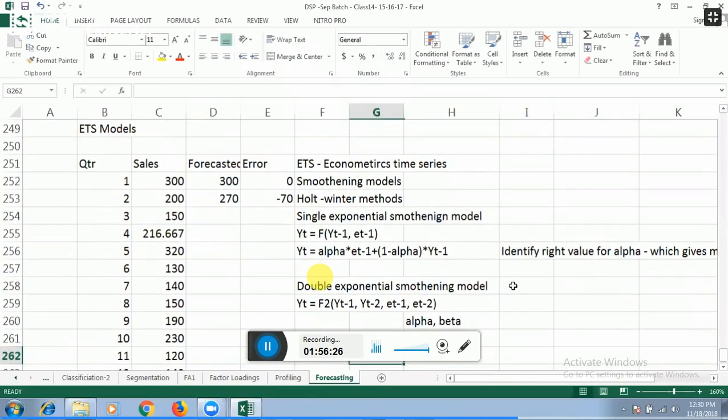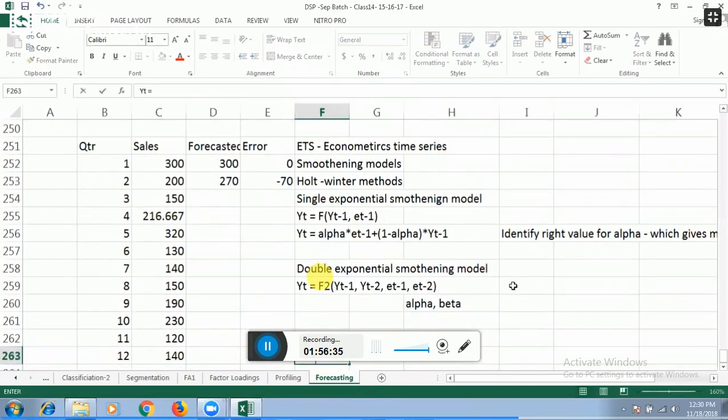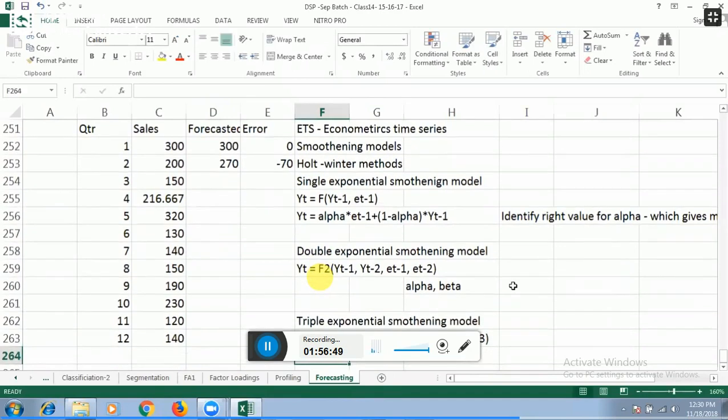And similarly, triple exponential smoothing. My yt is a function of yt minus 1, yt minus 2, yt minus 3, and et minus 1, et minus 2, and et minus 3. So that means my current value is a function of the previous 3 values and previous 3 errors. And of course, in this case, alpha, beta, gamma.